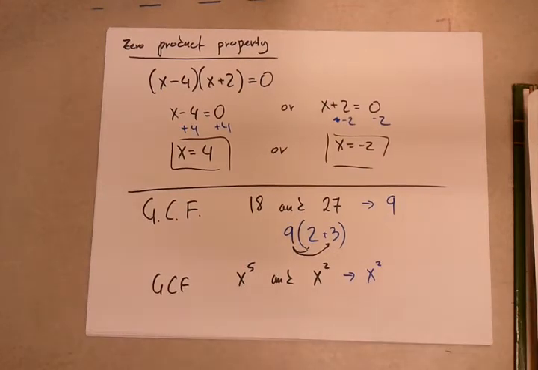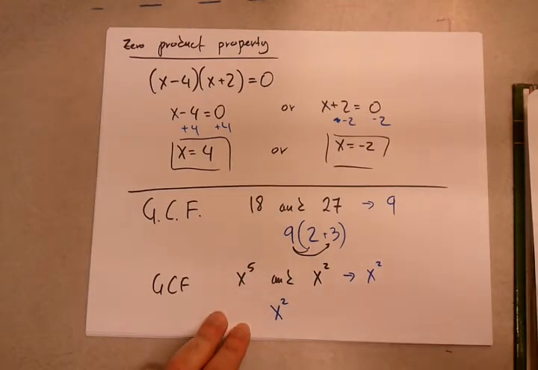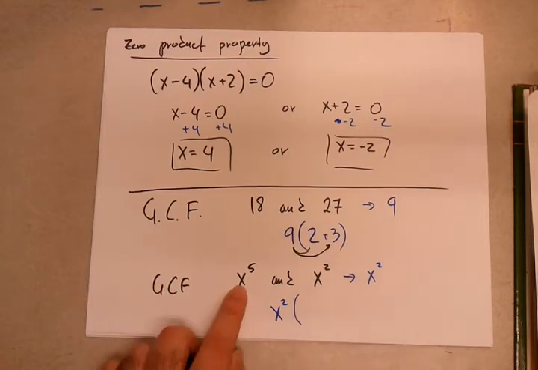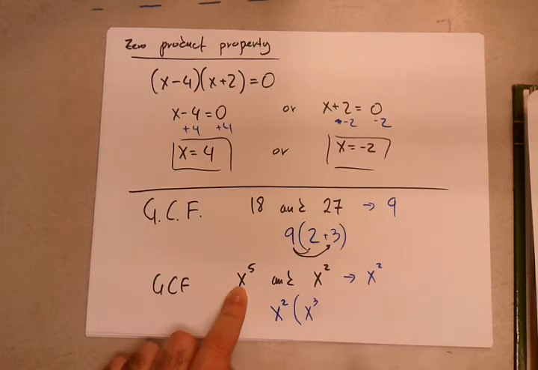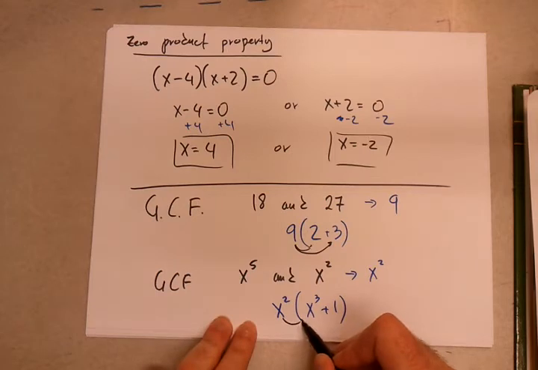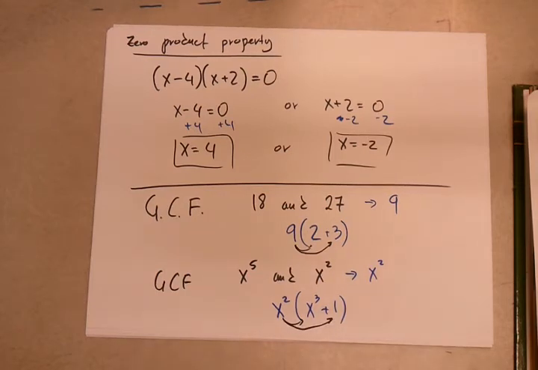So if I were to factor out an x squared, over here, x to the 5th divided by x squared gives me just an x to the 3rd. And here, x squared divided by x squared, well, that's just a 1. So that would be my factored out form. And again, if I were to distribute this back in, I would get x squared times x to the 3rd, which is x to the 5th, and x squared times 1, x squared. So I would get my original statement back. Alright, good. So let's see where this leads us.